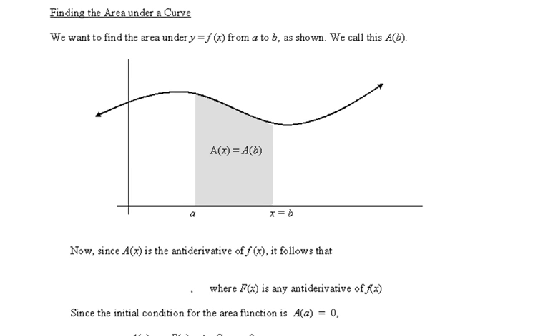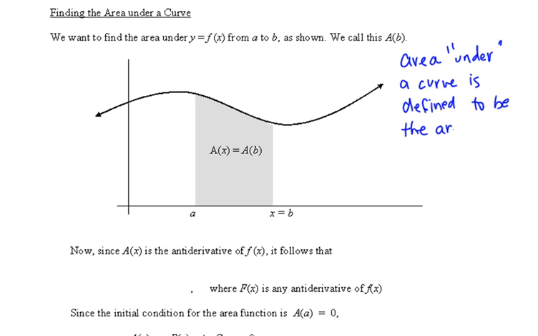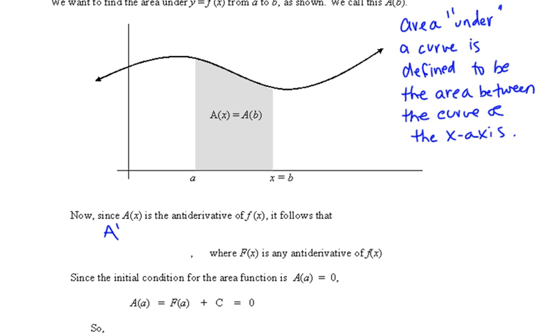Okay, we want to find the area under y equals f of x from a to b. The area under a curve is defined to be the area between the curve and the x-axis. Wait, so when we're finding this area, where else are we finding it? Between 2 points. Oh, yeah, between 2 values. And it's always from the curve to the x-axis.